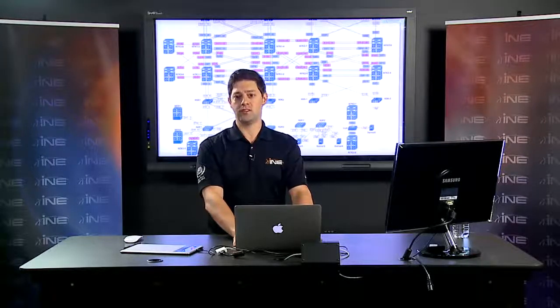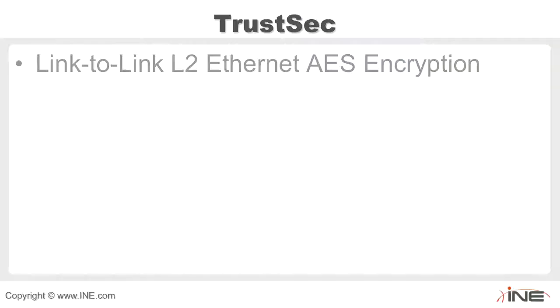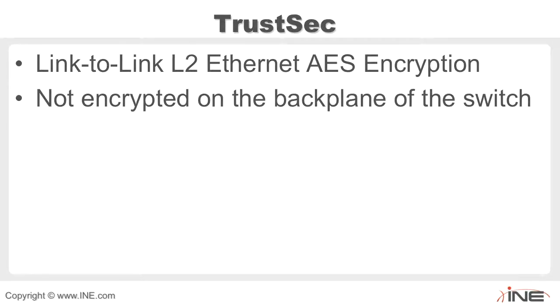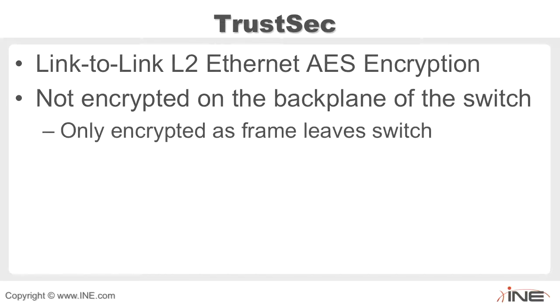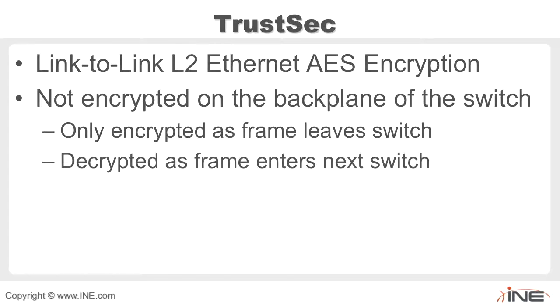It's the wireless equivalency protocol, kind of in reverse, right? Now what we're basically saying is that our traffic, just like wireless, can be encrypted link by link at a layer 2 Ethernet level using AES encryption. Now this is not encrypted on the backplane of the switch. So really, it's only encrypted as the frame leaves the switch. It's really the final operation as the frame leaves the switch. It's encrypted and then sent out on the link, and then it's decrypted as the frame enters the next switch.